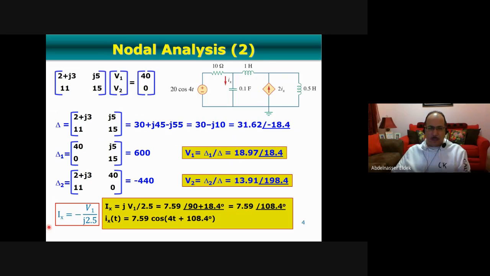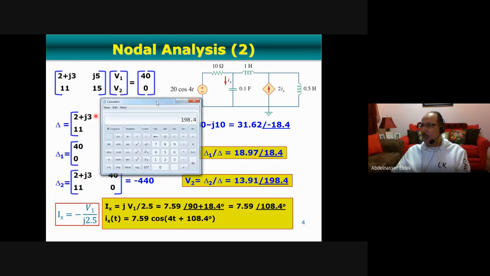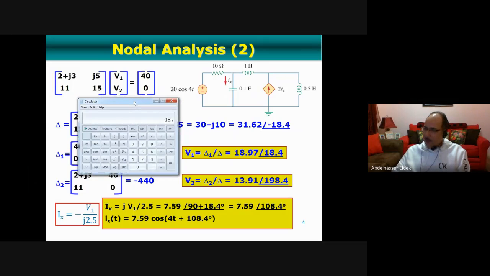So here you can just calculate this. V1 is 18.97 divided by 2.5. It will be 7.59, almost 7.6. And the angle here is what? In the top, V1 is 18.4, minus what? Minus J. J in the bottom is 90, so minus 90. And you have another negative, this negative here. Then negative means that you add 180 degrees. So this is the easiest way to do this.